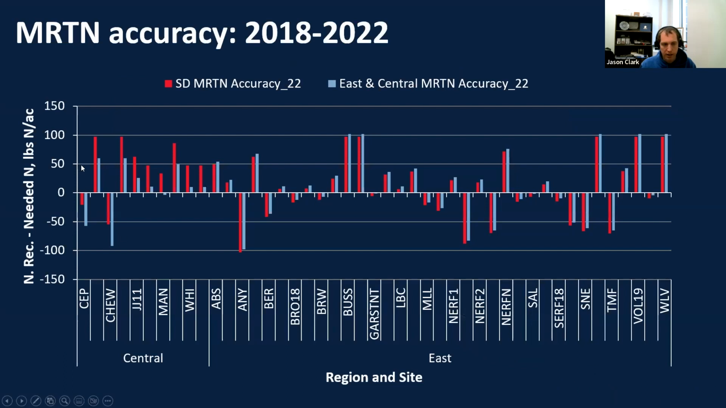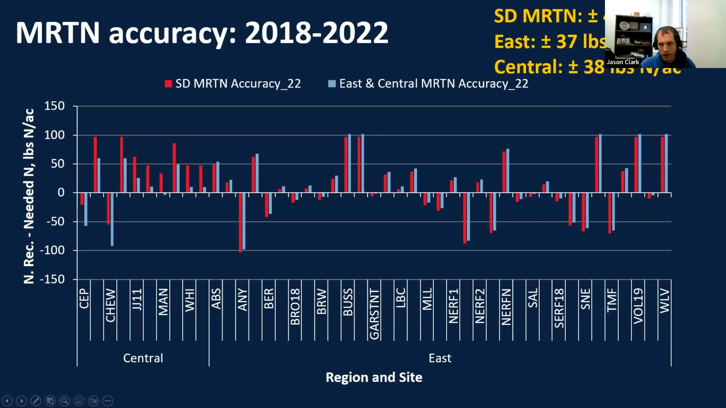Here, so this is the accuracy. Again, this is all of South Dakota. MRTN approach is red, blue is east and central. So you can see again, blue gets closer to 0 for the most part when we have it there. Doesn't change as much here. Our accuracy does improve. So it went plus or minus 50 to plus or minus 42, and these numbers improve.